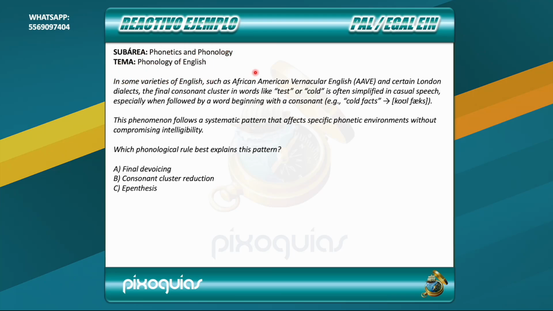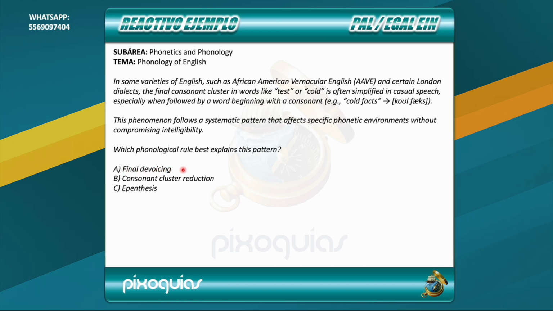In some varieties of English, such as African American Vernacular English and certain London dialects, the final consonant cluster in words like test or cold is often simplified in casual speech, especially when followed by a word beginning with a consonant. For example, Colfax. This phenomenon follows a systematic pattern that affects specific phonetic environments without compromising intelligibility. Which phonological rule best explains this pattern?